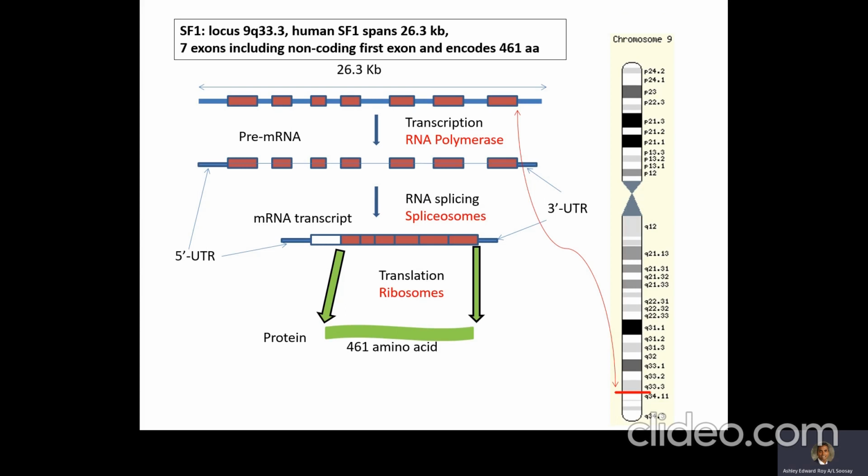What is unique about this particular gene is that the first exon will not be involved in the translation. The sequence will not determine the amino acids found in the protein. So the first exon is a non-coding exon. That is what is unique about this particular gene. And this is the molecular biology for the central dogma of SF1.